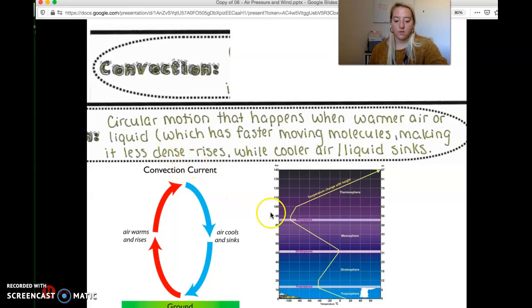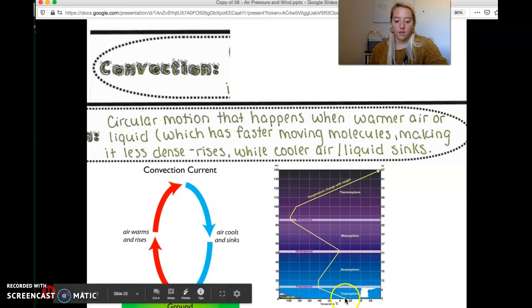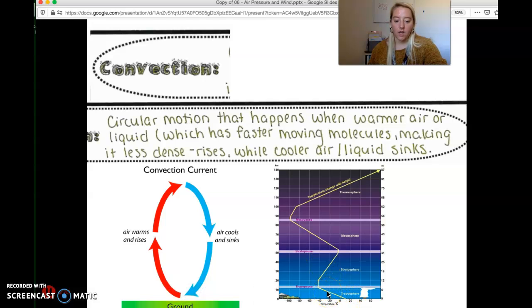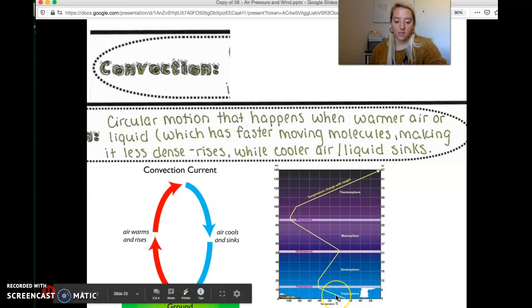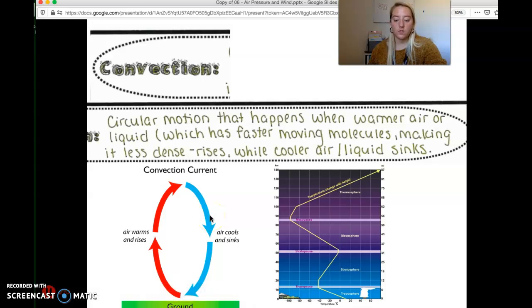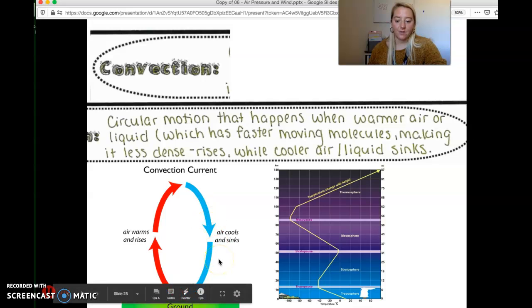But as you know, based on the troposphere, as we increase in elevation or height above the Earth's surface, we drop in temperature. That's what this graph tells us. So as the air that was warm rises, it cools down. And eventually it becomes so cold that it will actually sink back down to the ground, because remember we talked about air molecules or liquids. As they cool, they're getting closer together, making them more dense. So that dense air sinks down to the ground where it is warmed up again, and the cycle repeats itself.